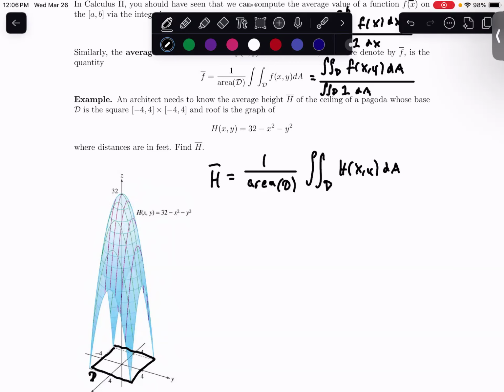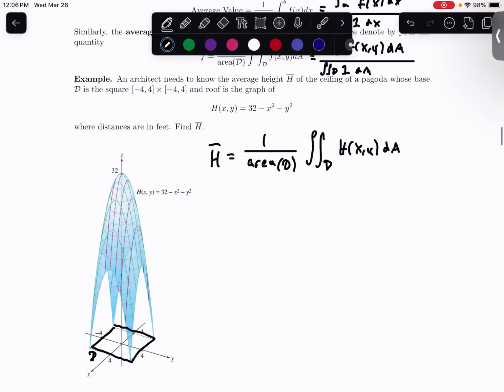And so we can start filling in these quantities, right? So the area of D, it's just asking you to find the area of your domain, which is this square. So this square, it's 8 units by 8 units. So we know the area is going to be 8 times 8, which is 64, so 1 over 64.